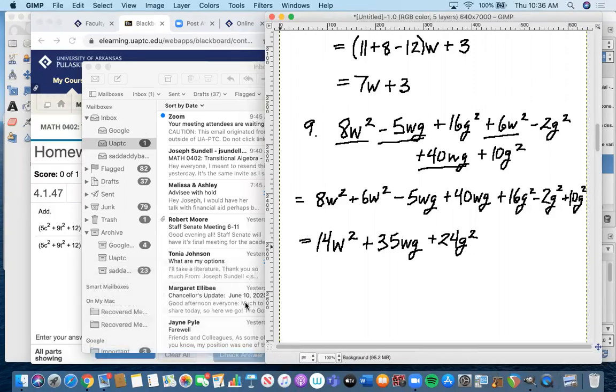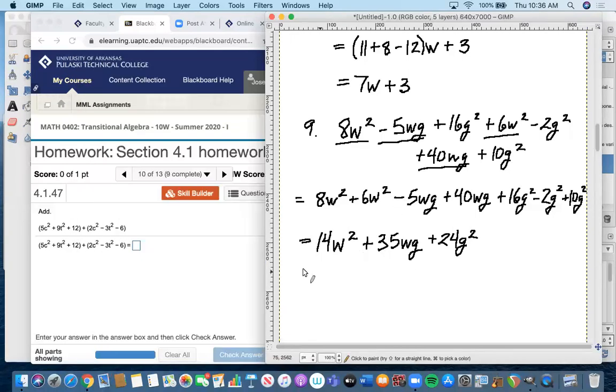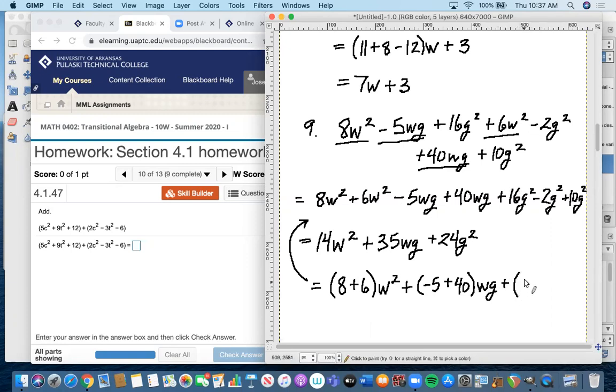All right, so let's look at this line we can put in here, the line that would go in between. That's where we would put all the coefficients in parentheses, right? So we'd say it's 8 plus 6 w squared. Now we're gonna say plus, and minus 5 is like -5. So it's plus -5 plus 40 wg, right? And then the same thing over here with these g squared terms. It'll be plus 16 minus 2 plus 10 g squared.